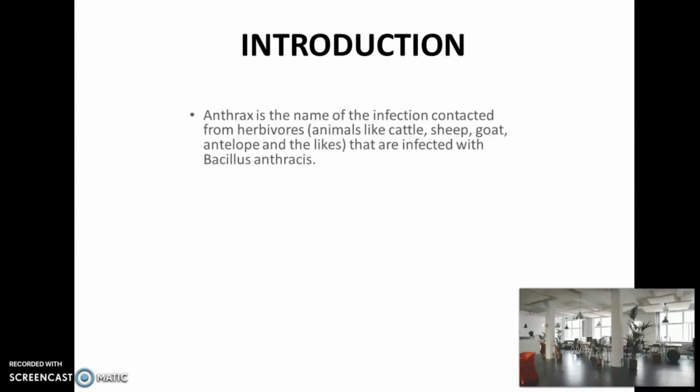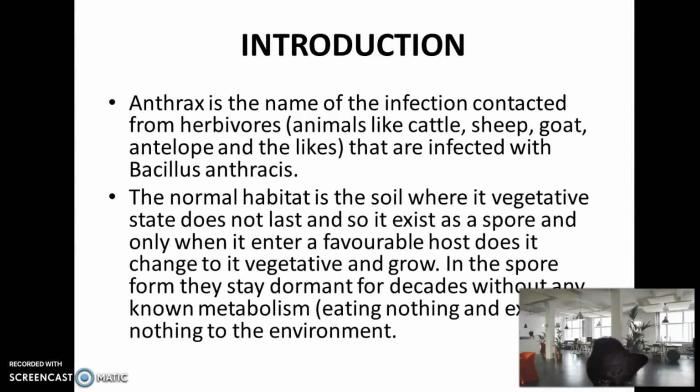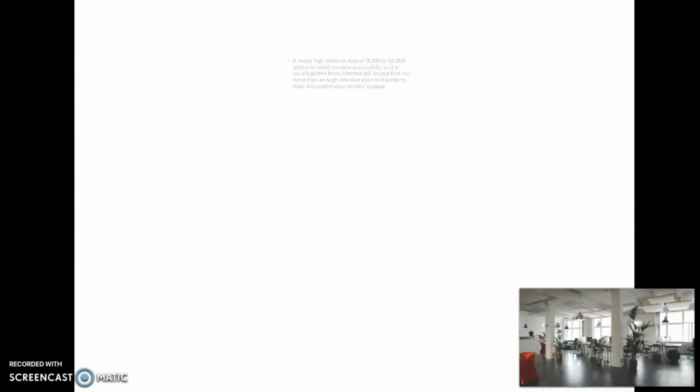The introduction. Anthrax is the name of the infection contracted from herbivores, animals like cattle, sheep, goats, antelope, and the likes that are infected with Bacillus anthracis. The normal habitat is the soil, where its vegetative state does not last, and so it exists as a spore. And only when it enters a favorable host does it change to its vegetative state and grow. In the spore form, they stay dormant for decades without any known metabolism, eating nothing and excreting nothing.